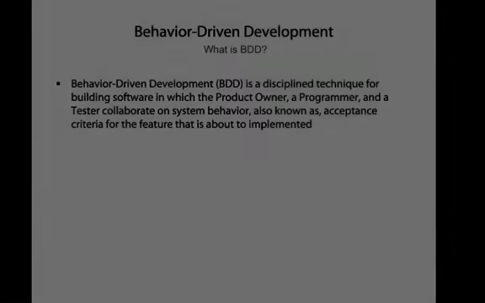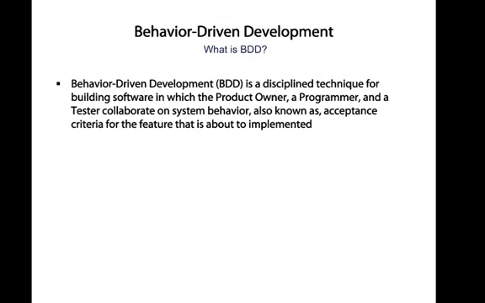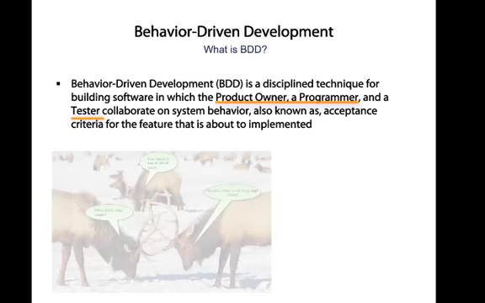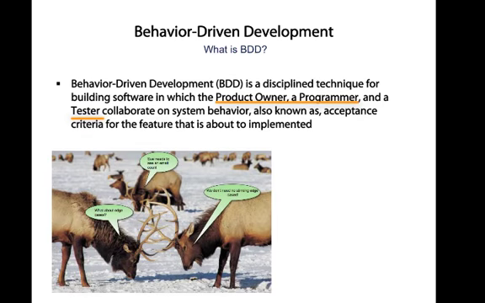domain-specific language. Behavior-driven development is a disciplined technique for building software in which the product owner, a programmer, and a tester all collaborate on the system behavior. A lot of times we used to call this acceptance criteria. You'll also hear a term called Three Amigos meeting or the power of three. Again, this is a meeting when you write the behaviors of the system. They should really be taken care of with at least three people in the room. It should be the product owner or a subject matter expert along with a programmer and a tester, because you get different views on the user story and it helps clarify things as it goes into the sprint.